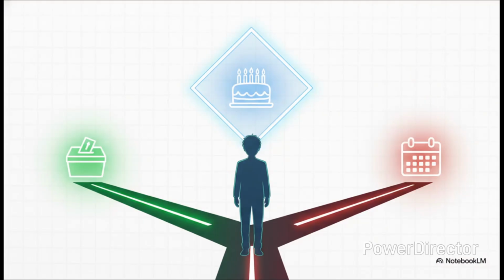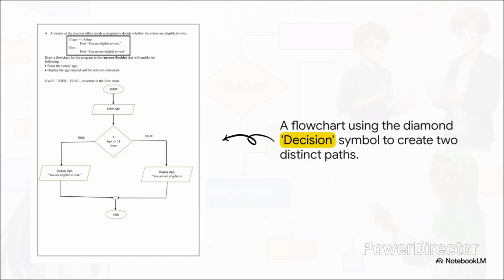Okay, ready to step it up a notch? Now we're going to need to make a decision. Let's say our task is to take a person's age and figure out if they're eligible to vote. And for this example, we'll say the magic number is 18 or older. And this is a perfect example of that diamond shape in action.